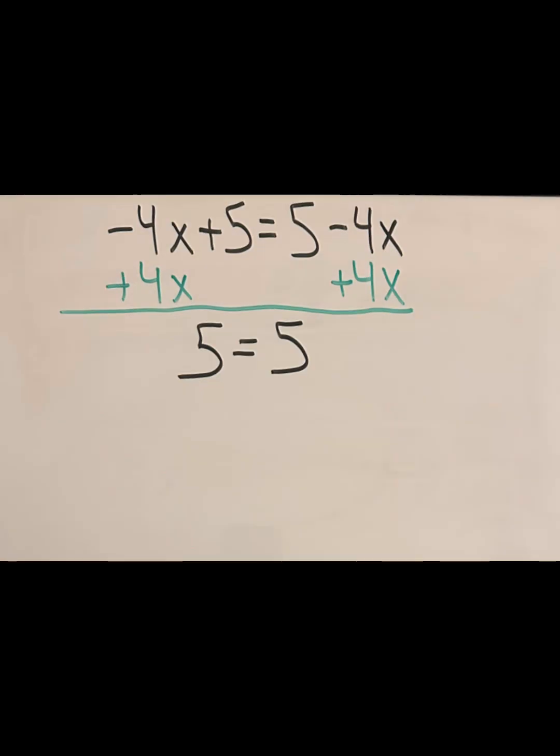Once we do that, that leaves us with 5 equals 5, and your work is done at this point. Anytime you have an equation that ends with both sides being equal to the same thing, that means that this was an equation that has many solutions. Now, what this means for this equation is that we can substitute any value to go with x, and you're still going to have the same answer on both sides of the equal sign.